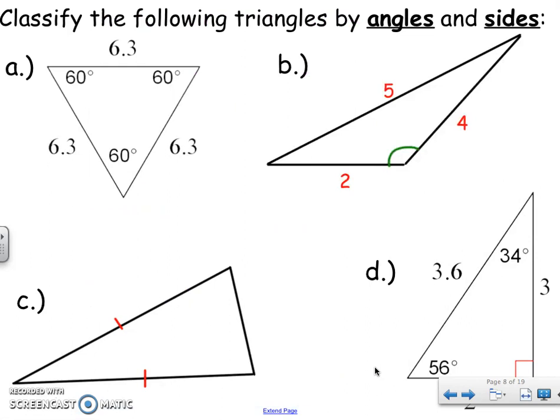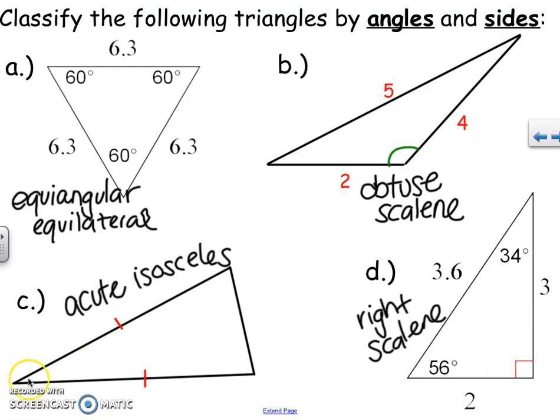So why don't we look at some practice? So I've got A, B, C, and D. I want you to classify them by their angles. So give me 1 vocab word for that, and then give me 1 vocab word for sides. Okay, so try those, press pause, and then we will go over them.